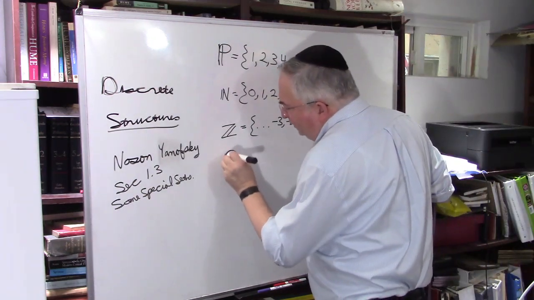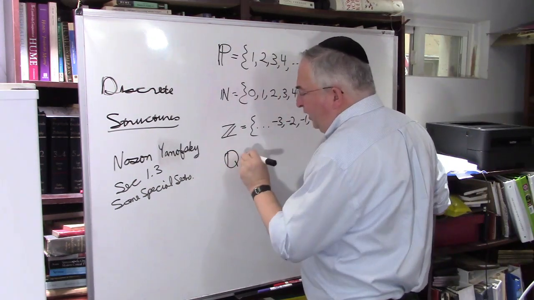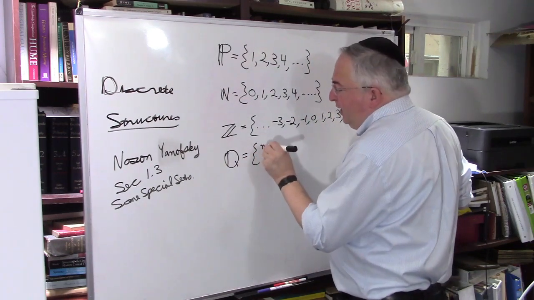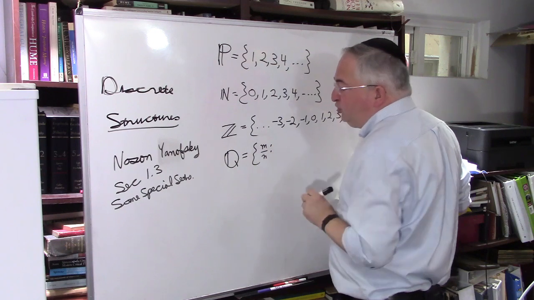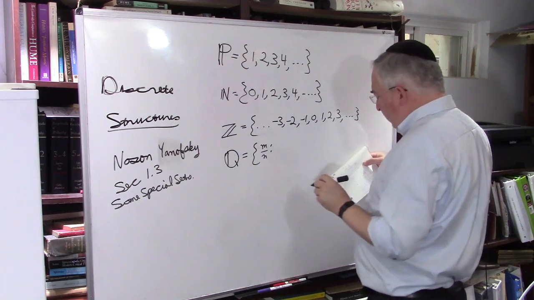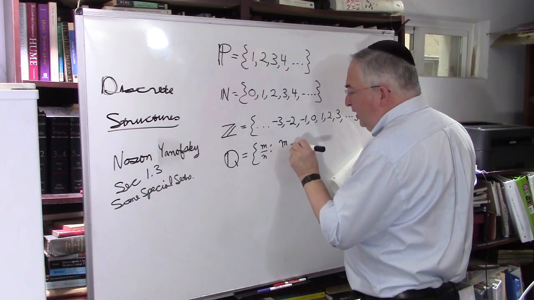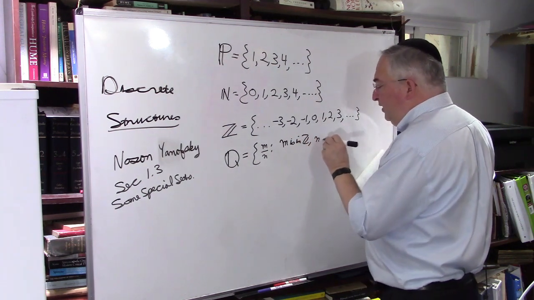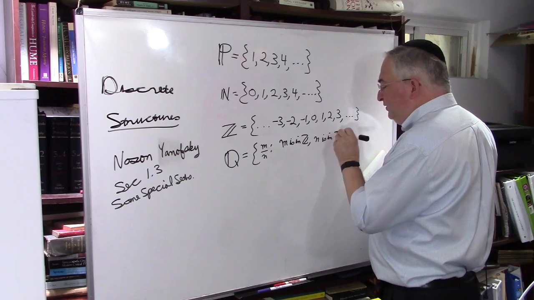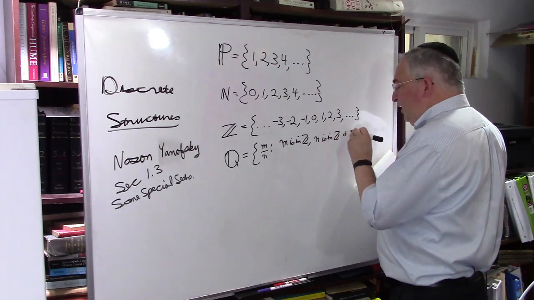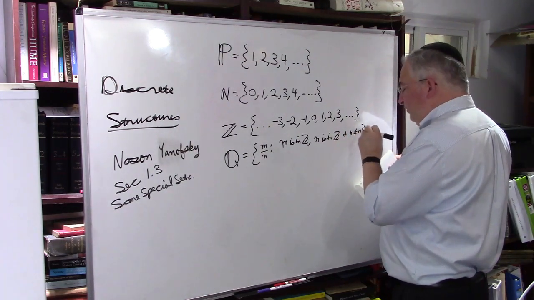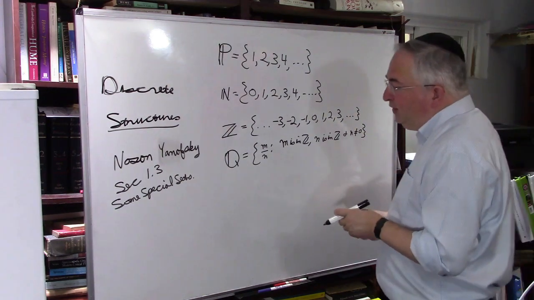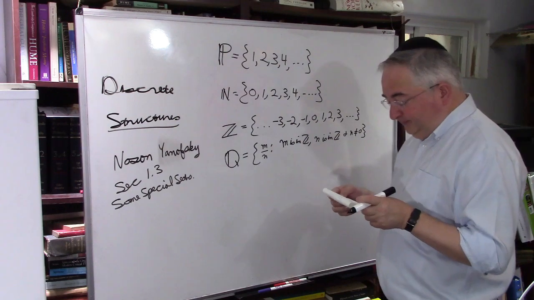As time went on, they started talking about fractions or rational numbers. And this is m over n. This is a description of the set, m over n, such that m is in Z, n is in Z, and n is not equal to 0. So these things are called rational numbers or fractions.